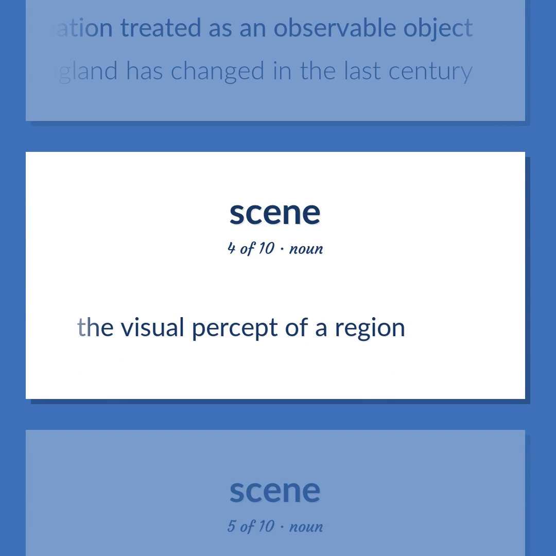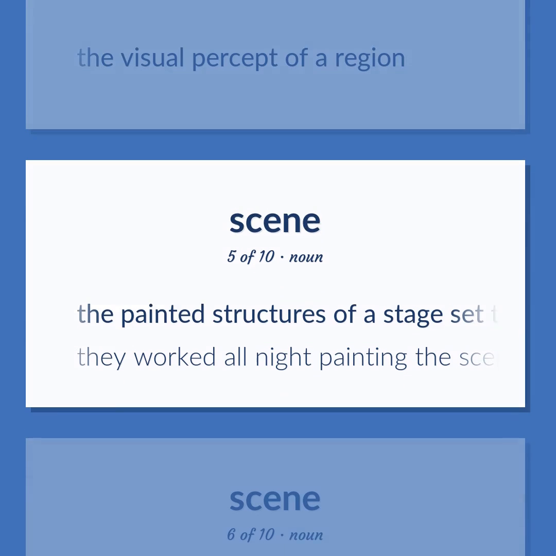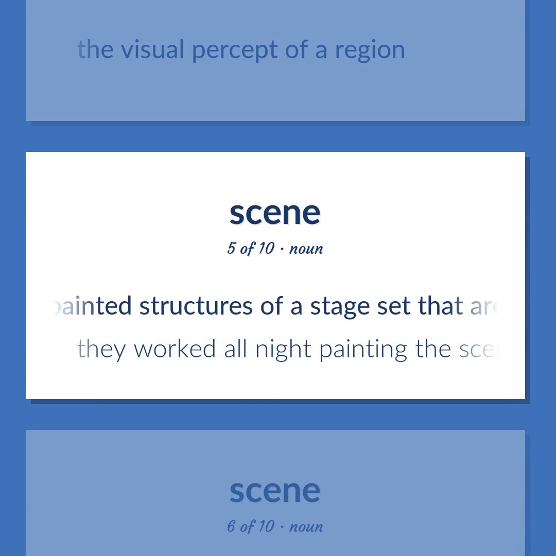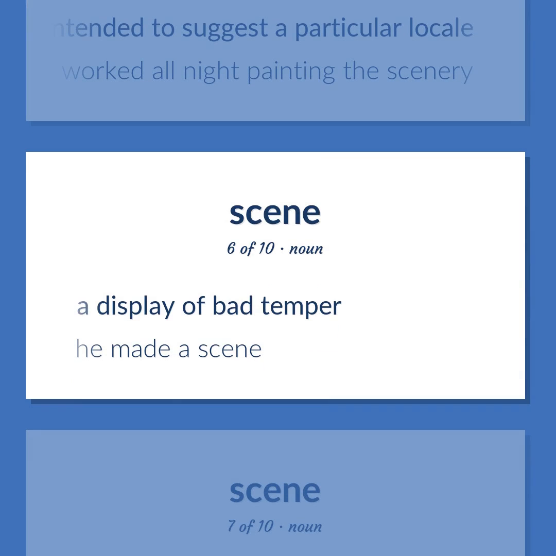The visual percept of a region. The painted structures of a stage set that are intended to suggest a particular locale. They worked all night painting the scenery. A display of bad temper. He made a scene.